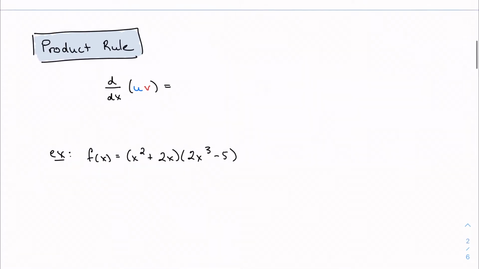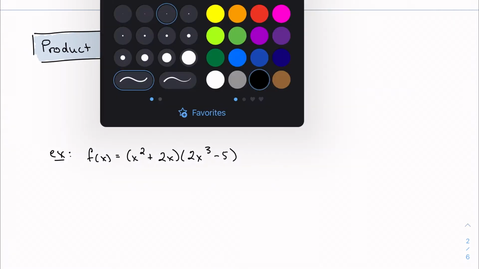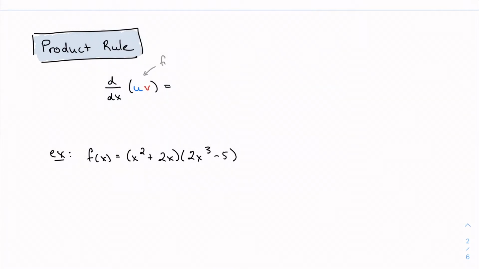That was review. Let's try something new. We've talked about now the sum and the difference of a set of functions. Let's talk about the product of functions. So u and v are functions.